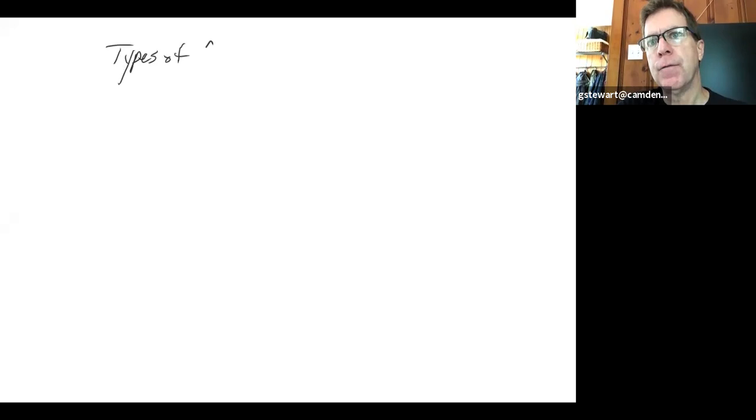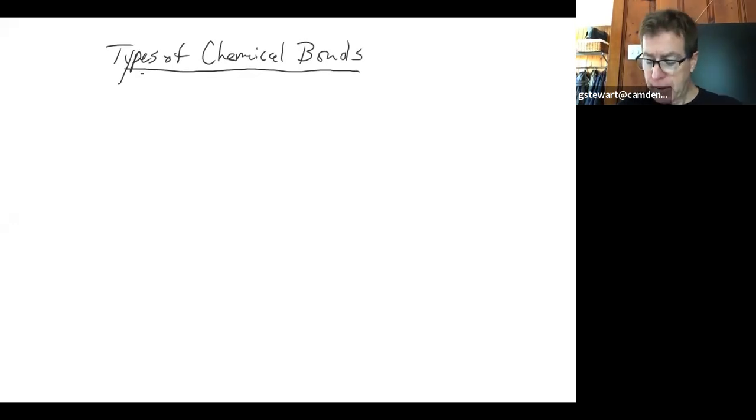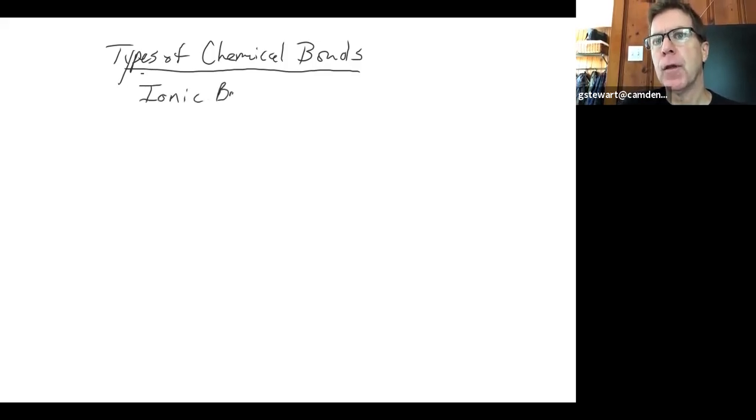I'm distilling chapter 2 for you, or with you. Types of chemical bonds. And there's 3 types. I'm going to list them and say a few things about them. It's all in your book, but I'm going to help you. First, number 1, ionic bonds.